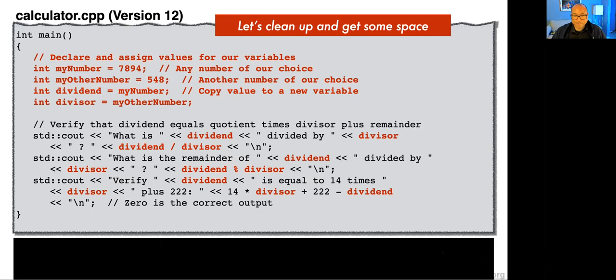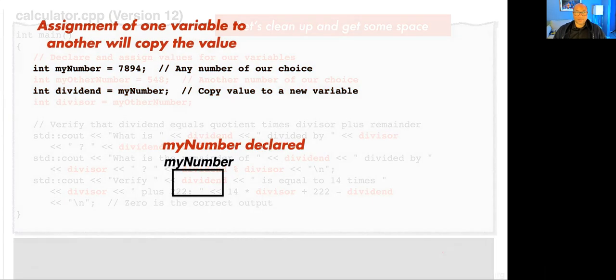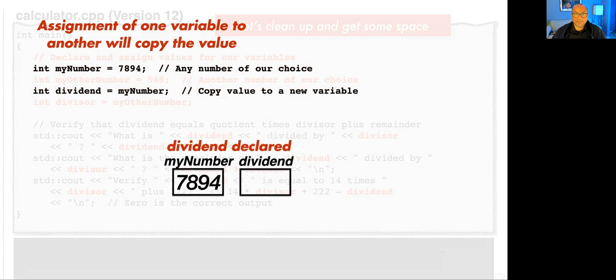So I created variables for that. You should note that whenever I perform the assignment of my number to dividend, that is going to create a copy of my number to dividend. And just to see what this looks like, if I'm just looking at these two statements, the first statement will declare my number and then perform an assignment of 7,894.